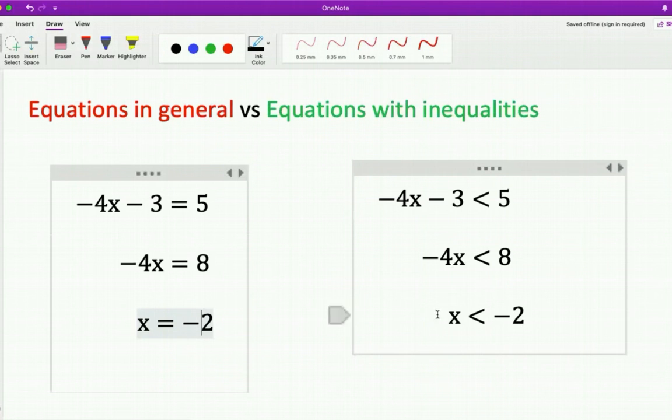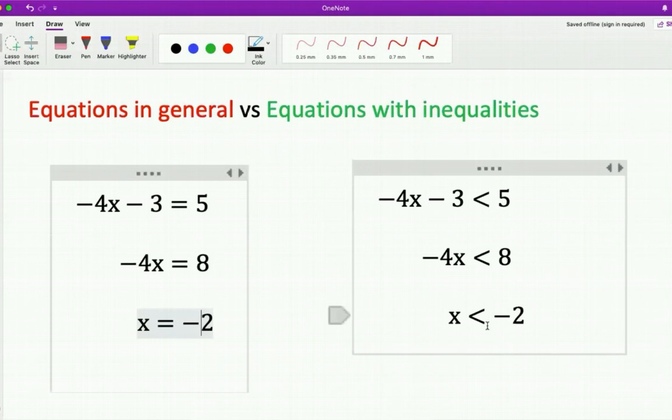Is this correct or not? I want you to think about this. Let's list other possible numbers for this one. We have x less than negative 2, so negative 3, negative 4, negative 5 are all possible values. Is it true? If I plug in negative 5 into this expression, we have negative 4 times negative 5 minus 3, which is 20 minus 3, which gives us 17. Is 17 less than 5 or not? It's not. If I want this to be smaller than 5, it must be negative values.